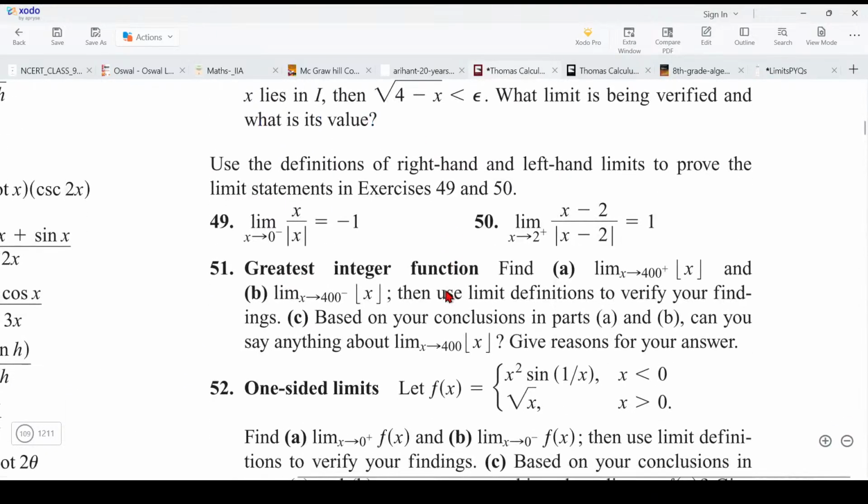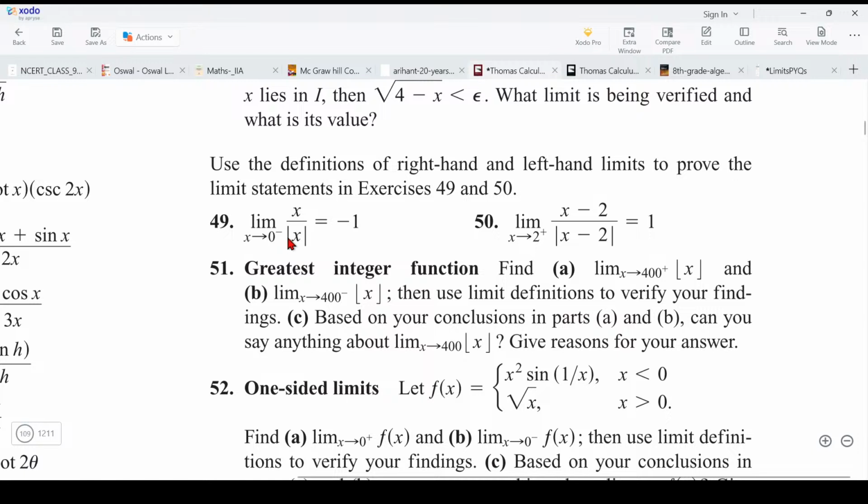Okay, cool. Limit as x tends to 0 minus of x by mod x. Is it -1? If so, why is it -1? Are you convinced? Mod x is a step function. Mod x by mod x, when x tends to 0 minus.